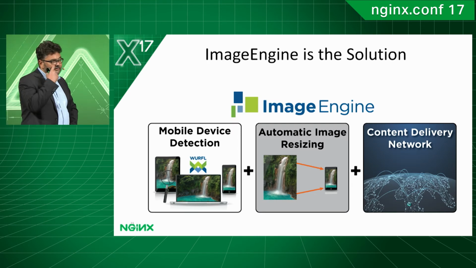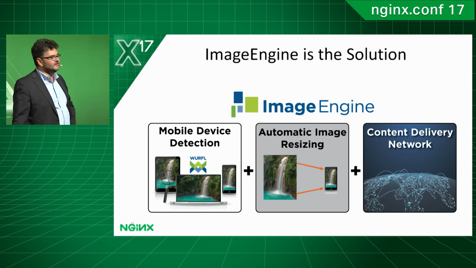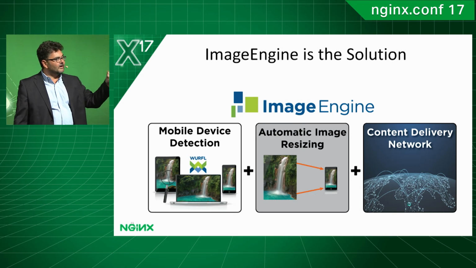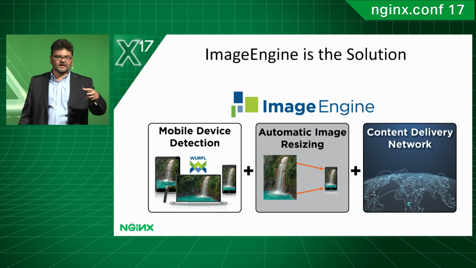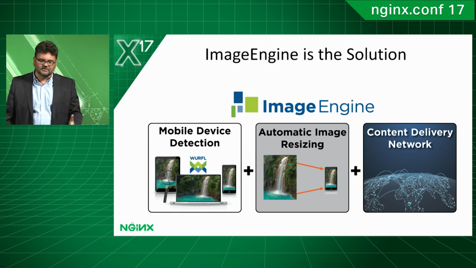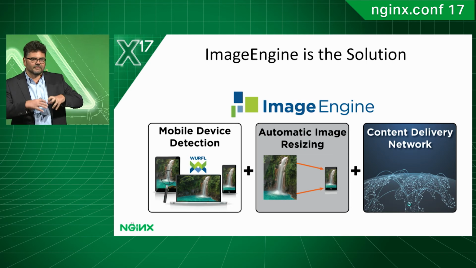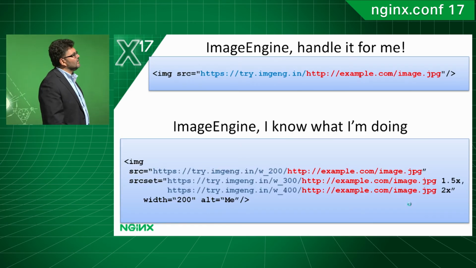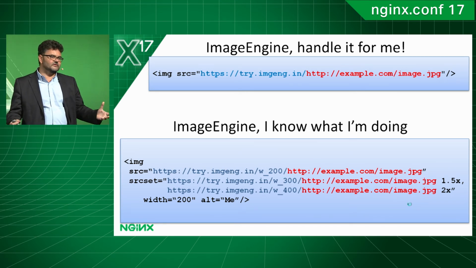We, as a company, have a product that addresses this problem. It's called Image Engine, and Image Engine really sits on 3 legs. Mobile detection, which we have already discussed, a component to do image resizing, and a content delivery network that caches that content as close as possible to the user. Now, when I talk about image resizing, actually, I should call it image optimization, because it's not only about the size of the image, it's also about optimizing the format. So what does that look like for a developer? There are really 2 ways to use Image Engine.